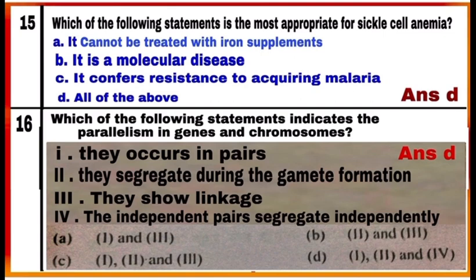Question 16. Which of the following statements indicates the parallelism in genes and chromosomes? The behavior of genes and chromosomes are almost same. Both these occur in pair. Both segregate during the gamete formation and the independent pairs segregate independently, while linkage is shown only in genes and not in chromosomes. So here statements 1, 2 and 4 indicate parallelism in genes and chromosomes. So mark D as a correct answer.